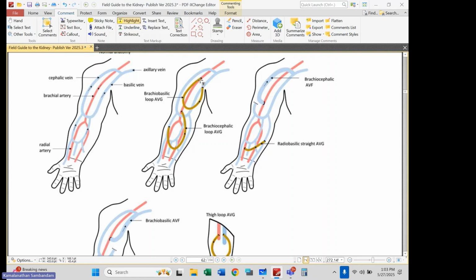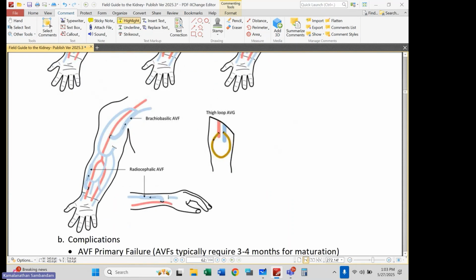Here would be a brachiobasilic loop graft, okay? Or a brachiocephalic loop graft, okay? You can see those. You can create other anatomies as well. You're not bounded by these limitations of where your veins sit.